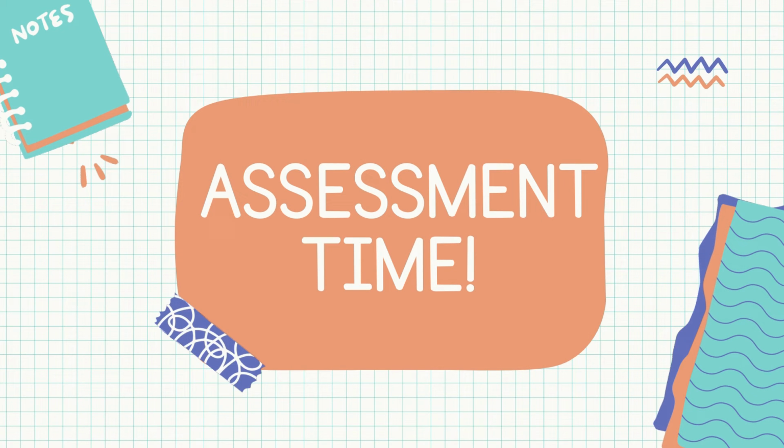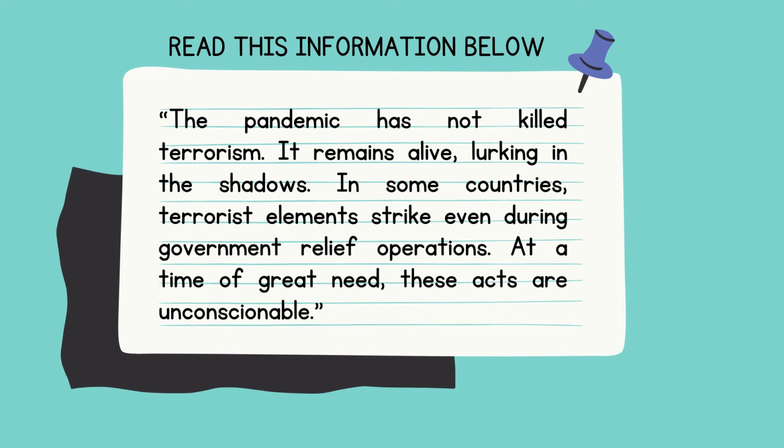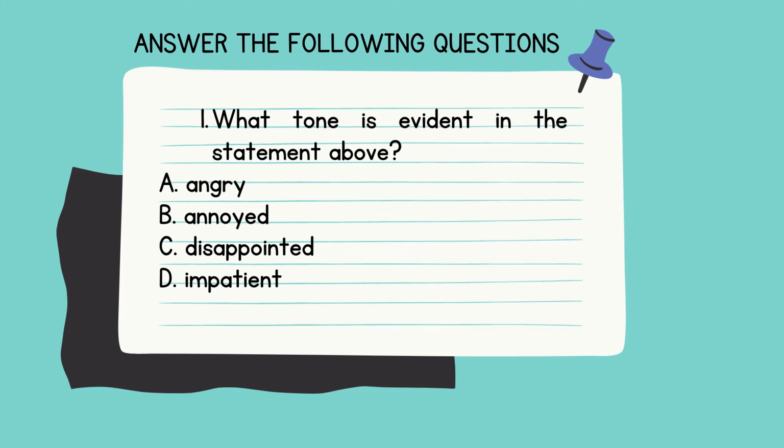Very good, students! Now let's assess what you have learned for today. Let's have our assessment time. For numbers 1 and 2, read this information below. Question number 1. What tone is evident in the statement above? A. Angry. B. Annoyed. C. Disappointed. D. Impatient.